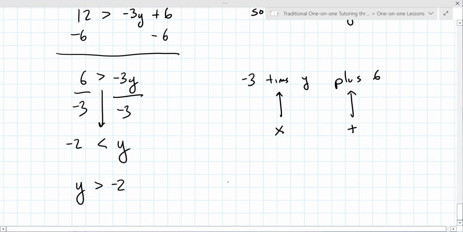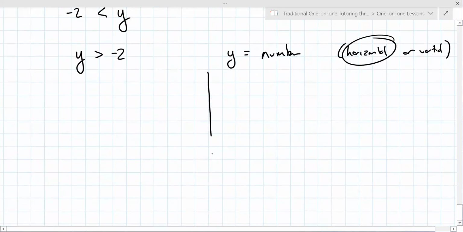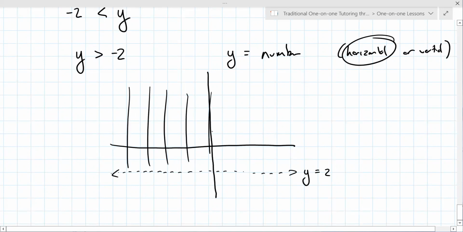Perfect. Now, is y equals a number a horizontal or vertical line? Horizontal. Okay, so if we go to our graph here, -2 is down here. It's dashed. It's dashed because it's greater than. This is y equals -2. Now, do you shade above or below it? This kind of tells you the greater than. Maybe above. Above. Okay, good. Got that. All right, let's do a couple more of these.